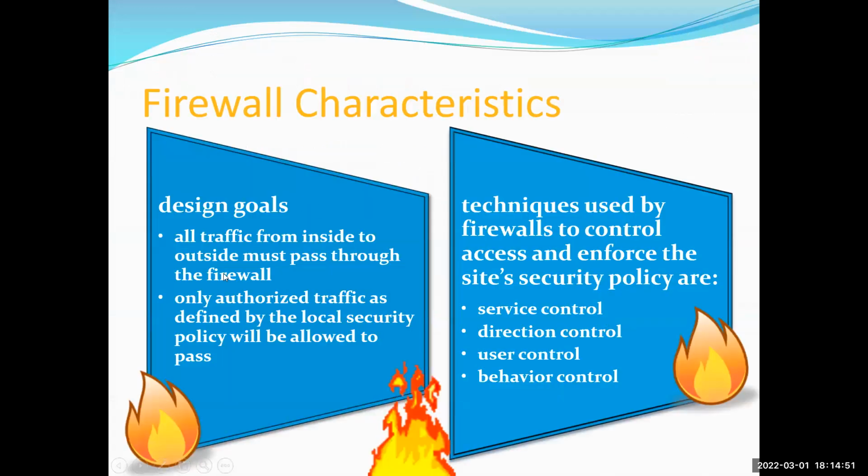So the firewall characteristics and design goals: all traffic from the inside to the outside must pass through the firewall. Only authorized traffic, as defined by the local security policy, will be allowed to pass. Okay. Techniques used by firewalls to control access and enforce the site's security policy include looking at services, the port numbers, and the direction of the packets. So everything's allowed to go out, but things coming in are not allowed if they originate from the outside. It can also be based on user control or some kind of behavior of the packets as well.